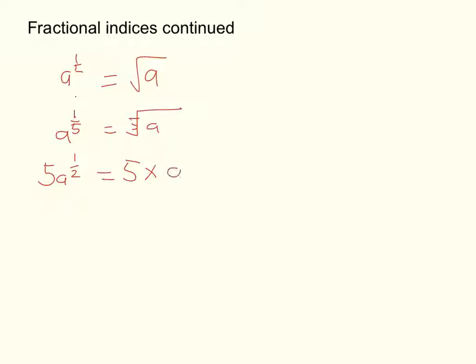Alrighty, so another concept of fractional indices today. Yesterday we established that if I've got something like a to the power of a half, that is the square root of a. If I've got something like a to the power of 1 on 5, well, that's the fifth root of a. Different to something like this, where if I've got 5a to the half, well, that's the same as 5 times a to the half, which is 5 lots of root a. So those two scenarios there, they're different.